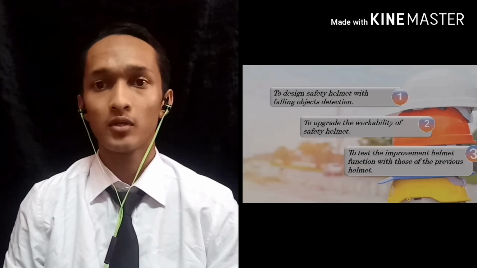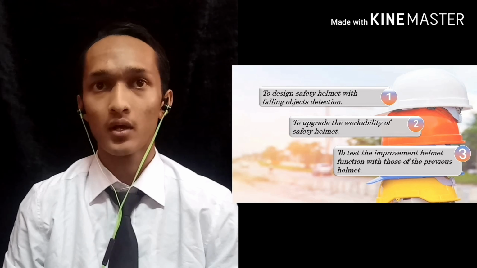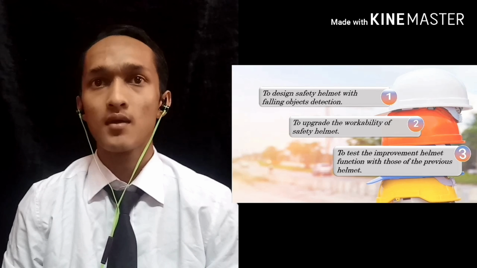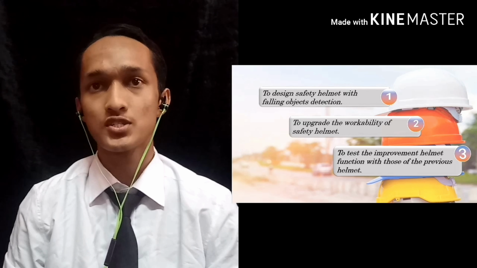Alright, now I will tell you about the objective of our final year project. The objective is to test the improvement of the helmet function compared with the previous helmet.